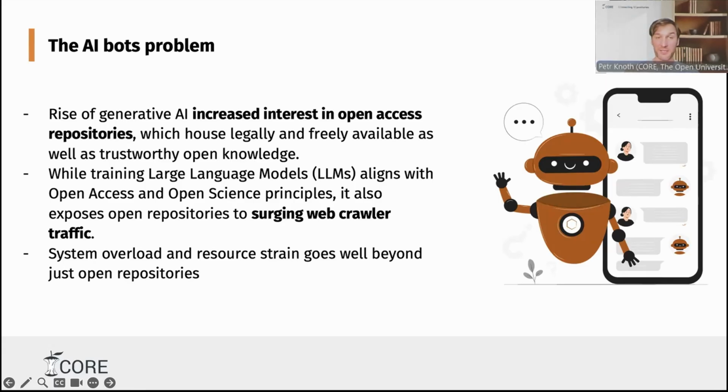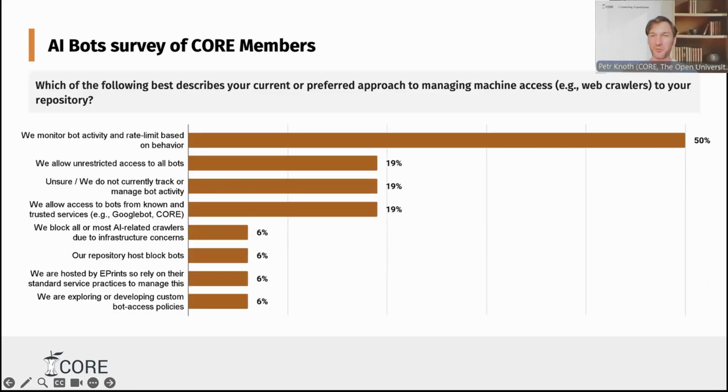We have therefore conducted a survey of the repositories of our CORE members, and we realized that almost 80% of them already limit, monitor and rate limit some of these crawlers. In fact, only 20% still allow unrestricted access to all bots. So 80% are somehow limiting access to the bots that are coming from these AI systems.